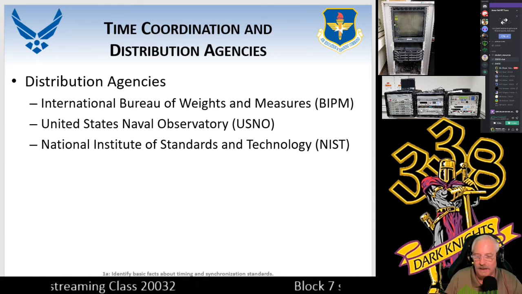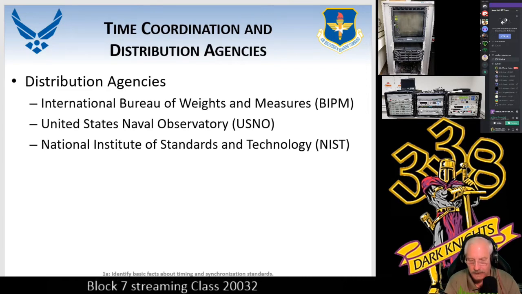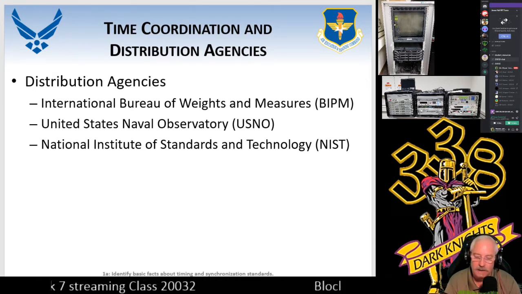USNO and NIST get their time from BIPM. BIPM is the holder of time, and it is also the reference for how accurate you want to be with your devices. In other words, scientists normally ship their equipment to BIPM, they calibrate it and send it back. Why? Because they are the place where everything is referenced. In other words, time is referenced there. Your weights and measures are referenced there.